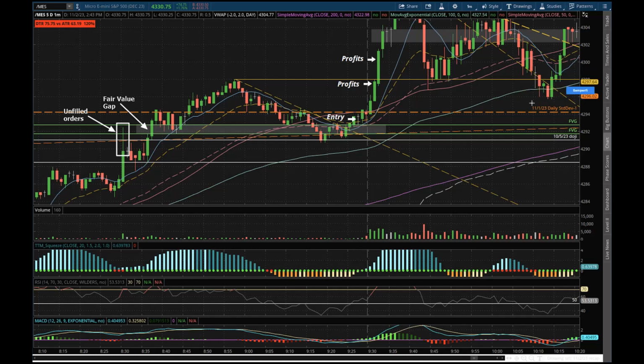Loop the 100, and then boom, they got taken out right there. I want to point this out as well because the other thing that helped out with that was this guy right here, the fair value gap, and that extended all the way over there. So that was a good one.